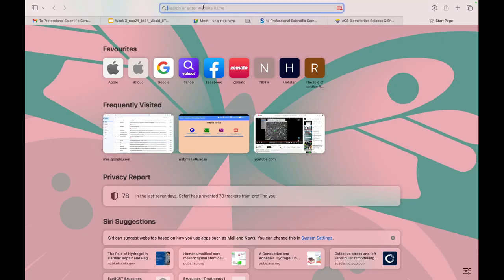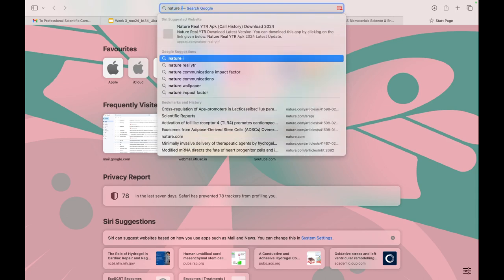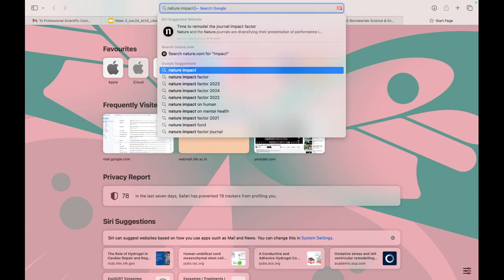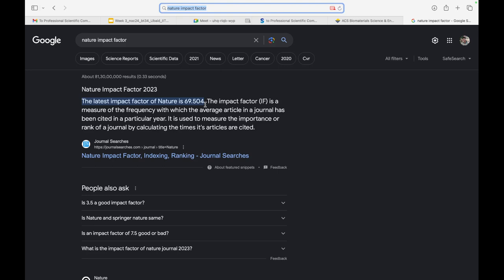Nature, sir. Yes, for example Nature. Search for Nature impact factor. You see the impact factor of Nature. What is it? 69.69. So impact factor tells us the impact of the journal. What is the impact factor?